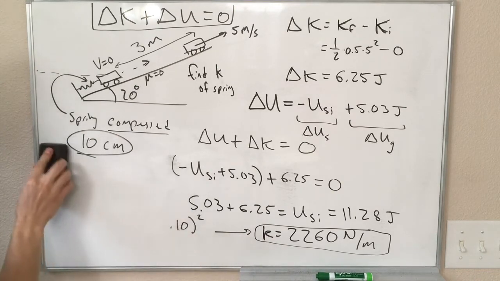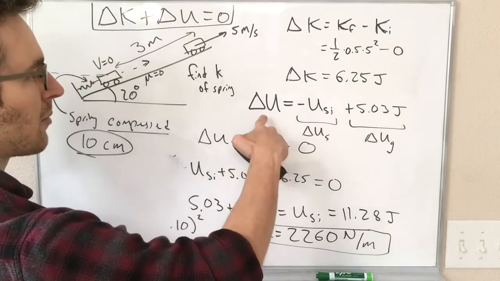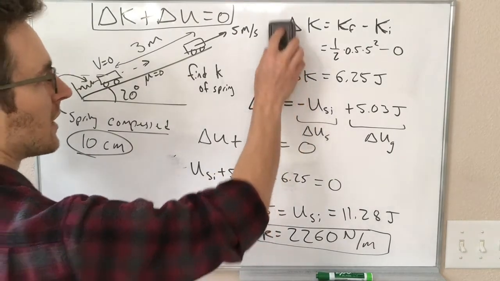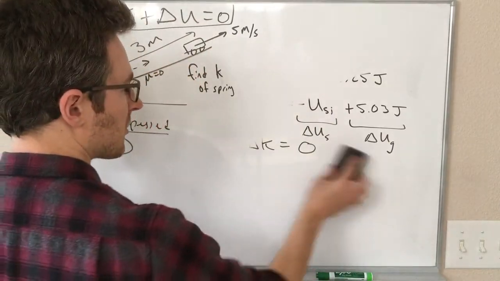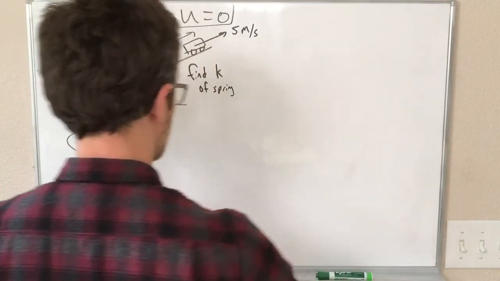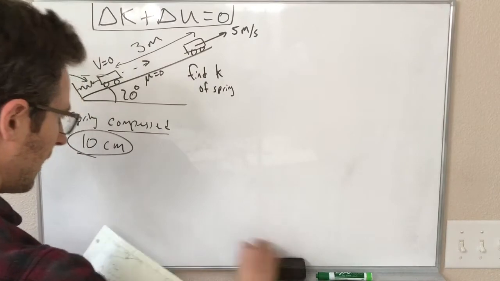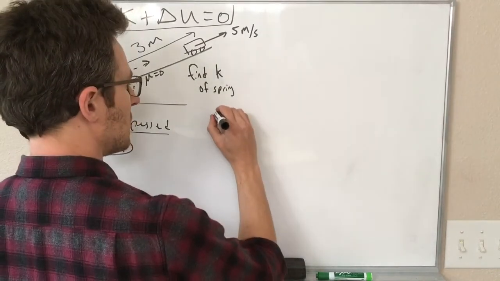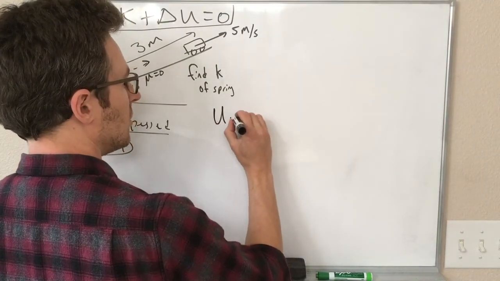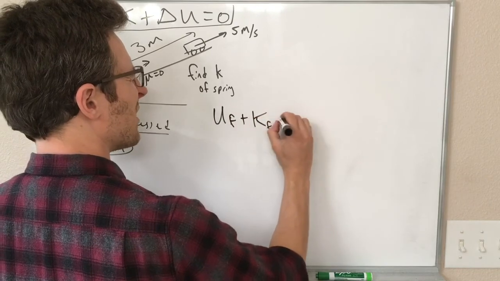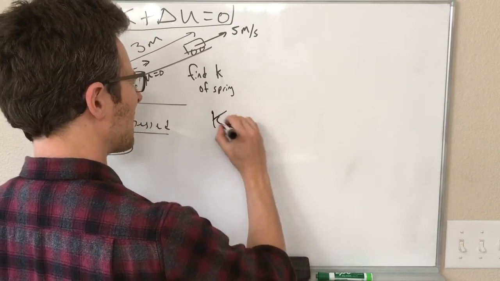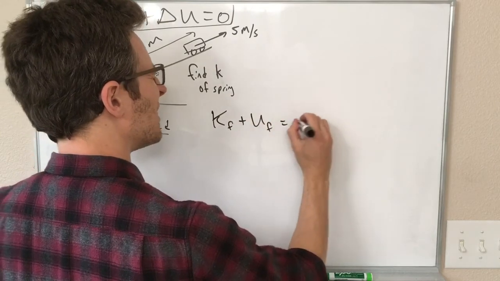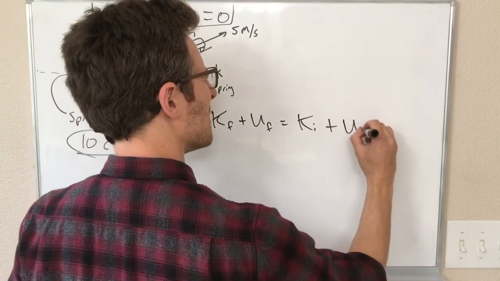Conceptually, there is another way to think about this problem. So rather than thinking about these changes in the kinetic and potential energy, we can use the other rearranged equation, and I won't do it, but I'll give you the quick outline of it. That was U final plus K final equals, I guess maybe that was backwards. K final plus U final equals K initial plus U initial.